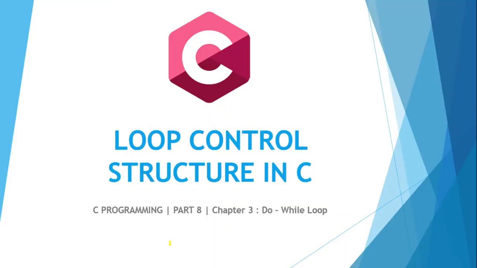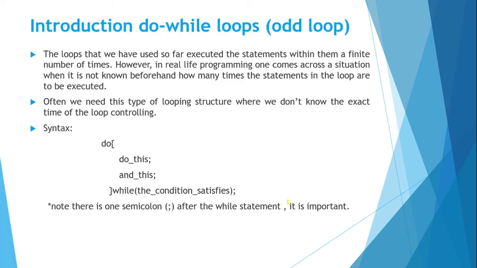Welcome again. In this video we will discuss the loop control structure in C, the do while loop. This can be called the odd loop. This is chapter 3, and in this chapter we will discuss the syntax, basic structure and one example. Introduction: do while loops. It can be called the odd loop also.